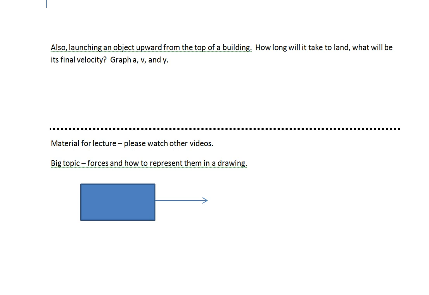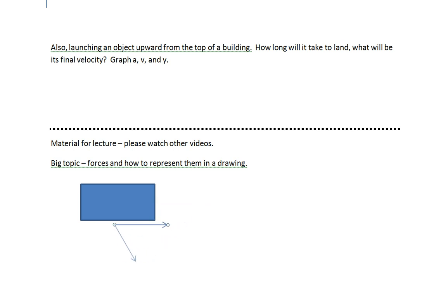One of the big topics discussed in those videos is how to represent forces, and I'll take a minute or two to do that now. If the object is this box, and I want to represent a force acting on it to the right, I could put an arrow on it like that. If that's the only force acting on it, it's also going to accelerate in that direction, based on Newton's second law, F equals ma.